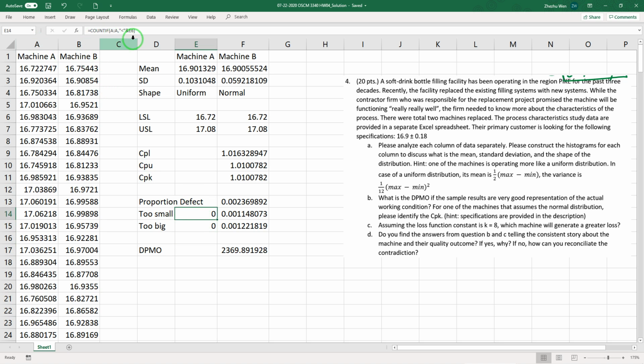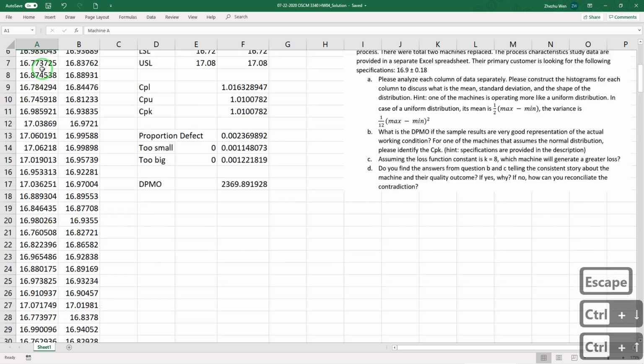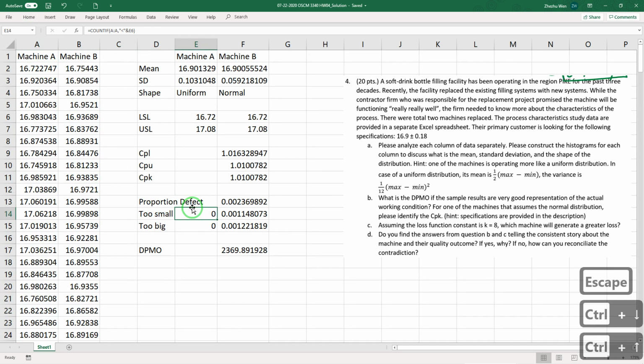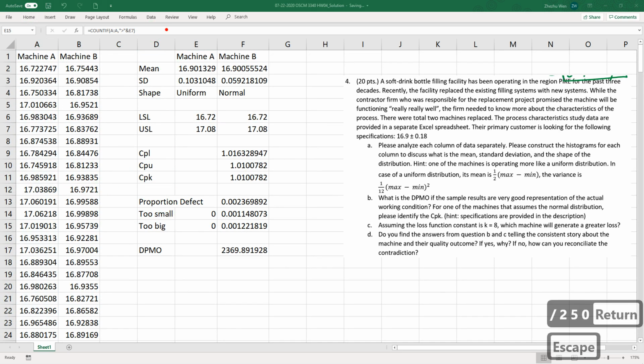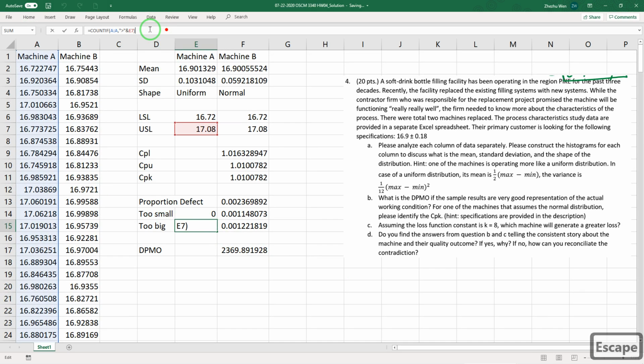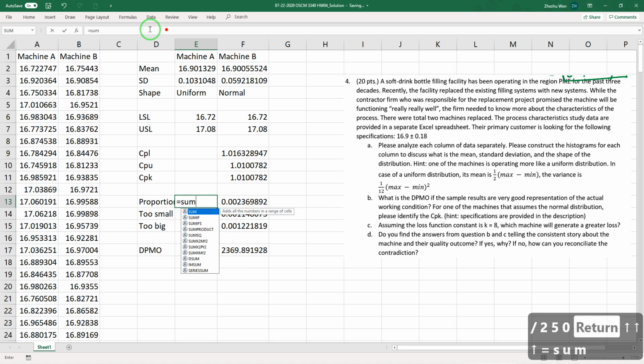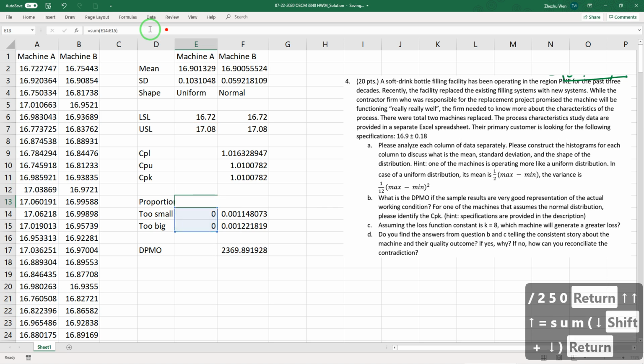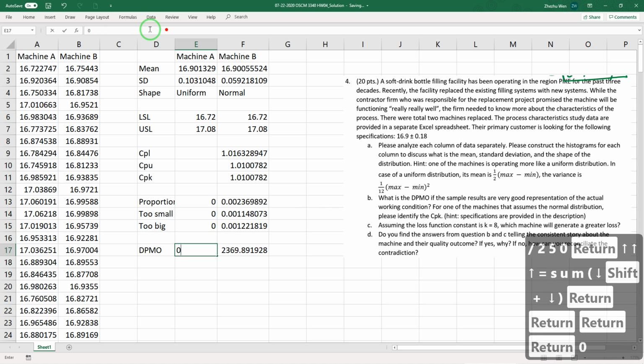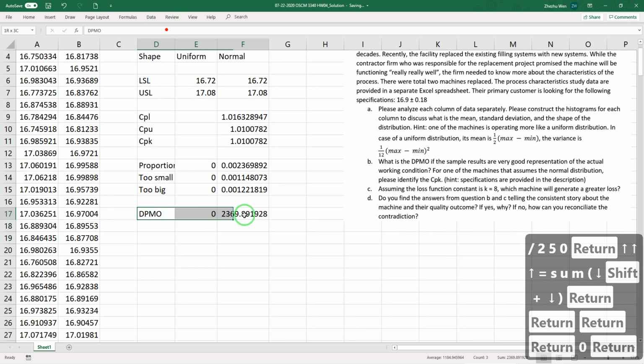Okay. In terms of proportion, you always need to divide. How many units is here? 250. Okay, so 0 out of 250. So the proportion wise, it's 0 here. Okay, so DPMO here is 0. So this is a DPMO, right? Don't worry about this result for now.